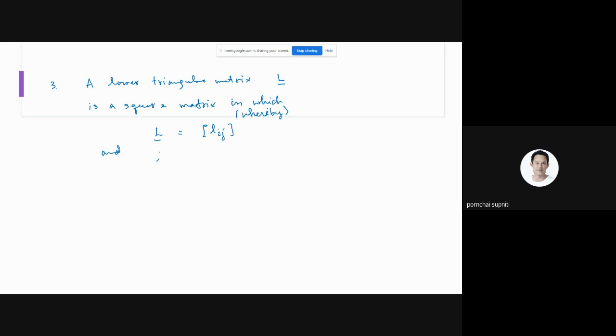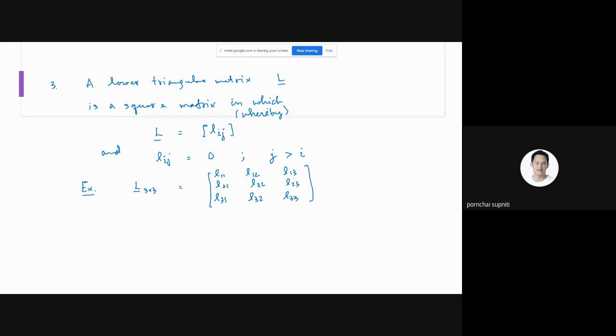and Lij is equal to 0 if the column number is greater than the row number. And what does it mean exactly? It means, for example, if I look at a lower triangular matrix with dimension 3 by 3, here I write L11, L12, L13, L21, L22, L23, L31, L32, and L33. So it's just a square matrix.